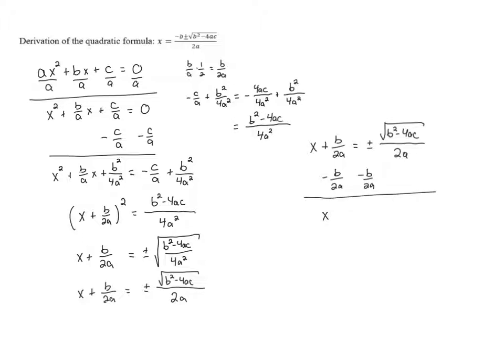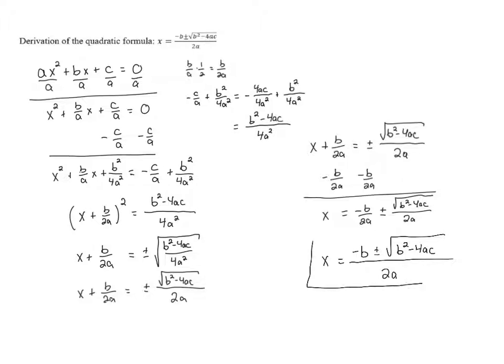When we do that, we're left with x on the left, and on the right we've got the opposite of b over 2a plus or minus the square root of b squared minus 4ac over 2a. And because we have two fractions with the same denominator on the right, we can combine the numerators into one large fraction, which gives us the opposite of b plus or minus the square root of b squared minus 4ac all over 2a. And this is the quadratic formula.